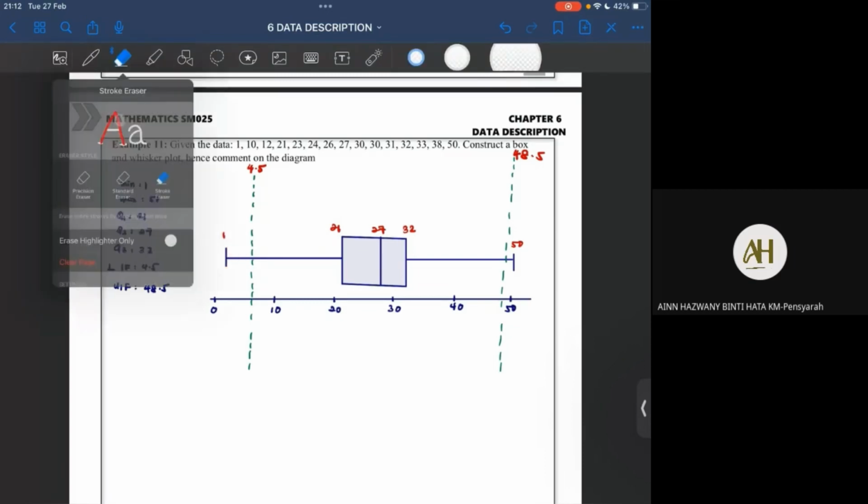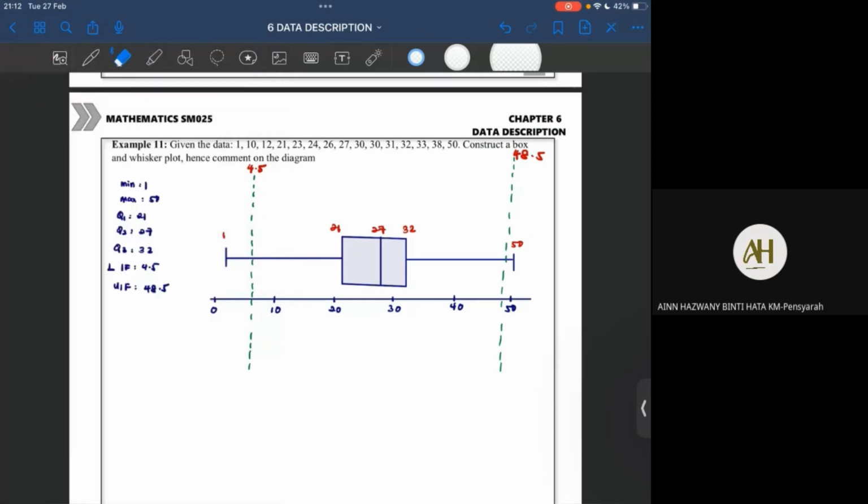So what we are going to do here is we are going to change our minimum value dekat situ. Okay. So 1 dekat sini akan jadi kita punya outlier. So we are going to change minimum kita kepada nilai yang seterusnya, which is 10 lah. Okay, ini nilai minimum kita. Ini dalam ascending order dah. So ini 1. Nilai seterusnya ialah 10. So nilai 1 tadi dah jadi outlier.